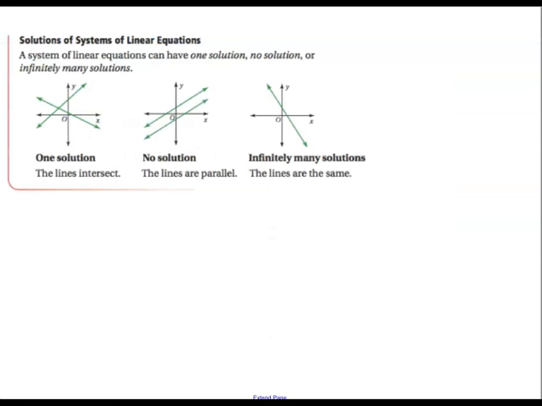Okay, so by looking at a graph of a system of equations, if the lines intersect at one point, they have one solution. If the lines are parallel, meaning their slopes are the same, there is no solution. And if the two lines together are the exact same, there's infinitely many solutions because this line has many points.